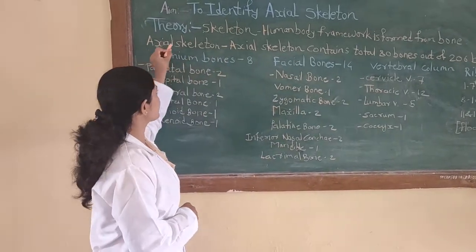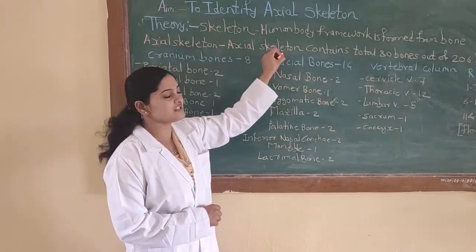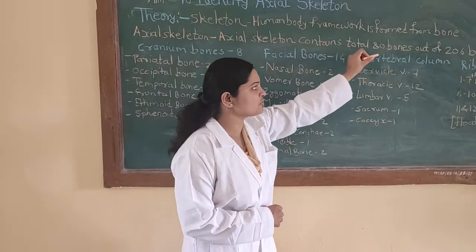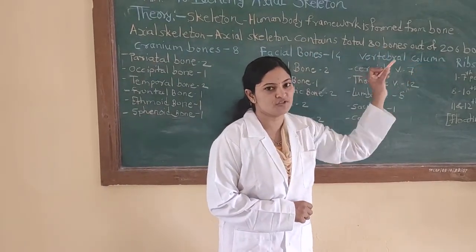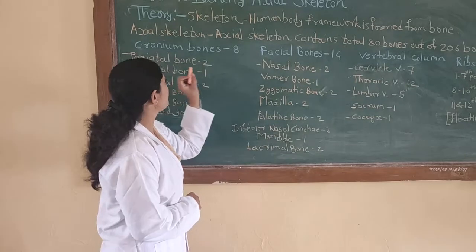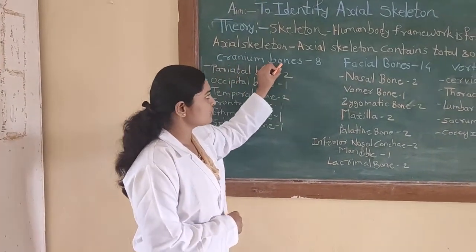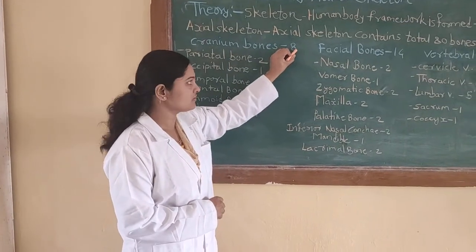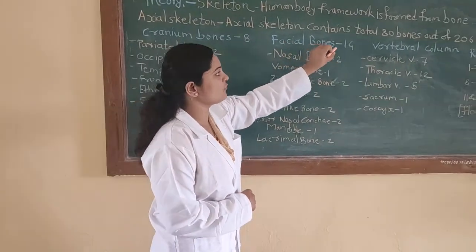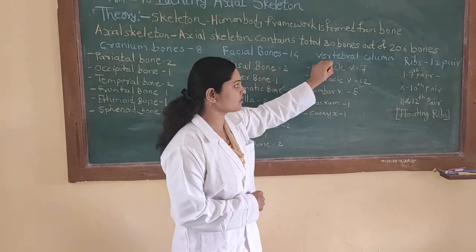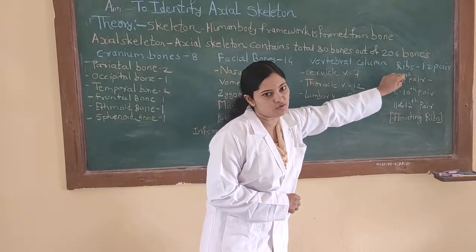The axial skeleton mainly contains 80 bones out of the 206 bones of the human body. In the axial skeleton there are cranial bones, 8 in number, then facial bones, 14 in number, then the vertebral column and 12 pairs of ribs.